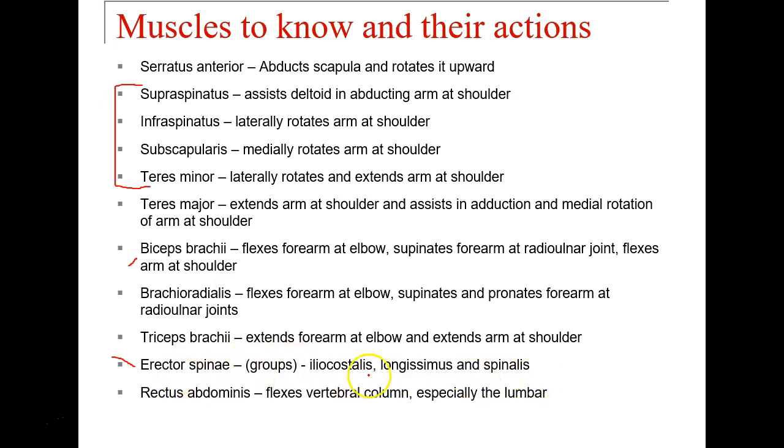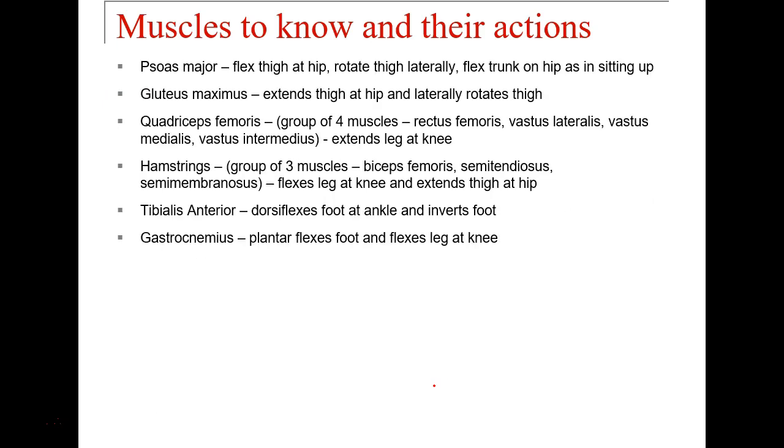Erector spinae. This is a group of muscles, iliocostalis, longissimus, and spinalis. They are known as the erector spinae on the posterior side of the body along the spine. They are to keep the spine erect. So it's right in the name, which is pretty fantastic. Rectus abdominis. Sounds like a dinosaur. This is going to flex the vertebral column, especially at the lumbar. So this is the muscle you are looking at if you have a 6-pack of abs.